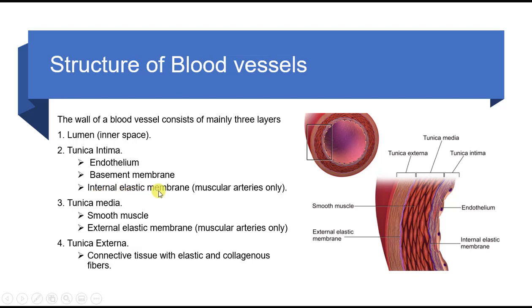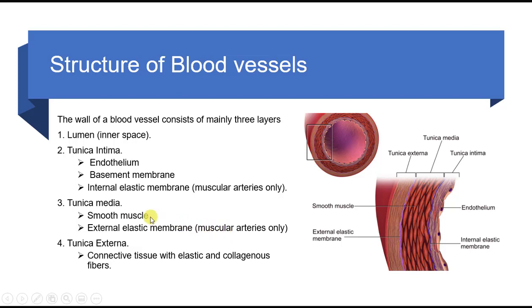It is made up of elastic fibers and it is capable of expanding, contracting, and relaxing in a very efficient manner. The middle layer of the blood vessel is called the tunica media. As its name suggests, tunica means layer and media means middle. It consists of two more layers, which are the smooth muscle and the external elastic membrane, which is again exclusive to the muscular arteries only.